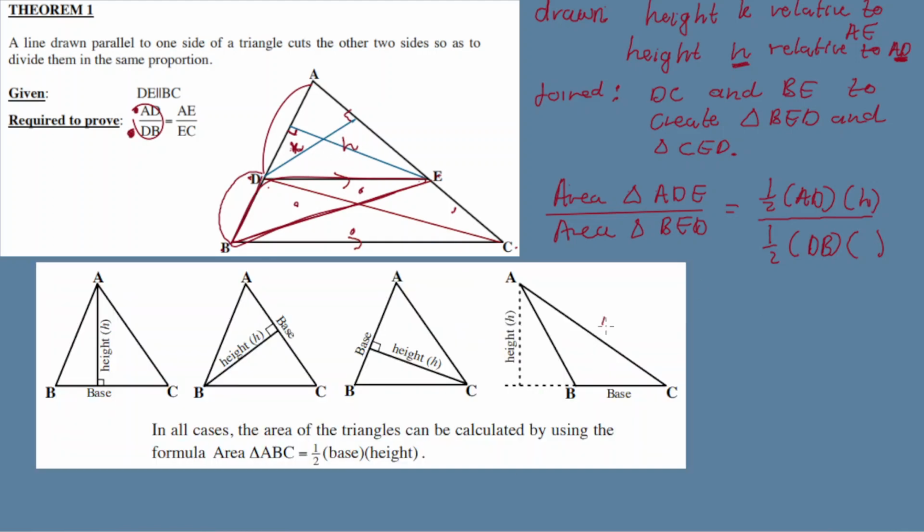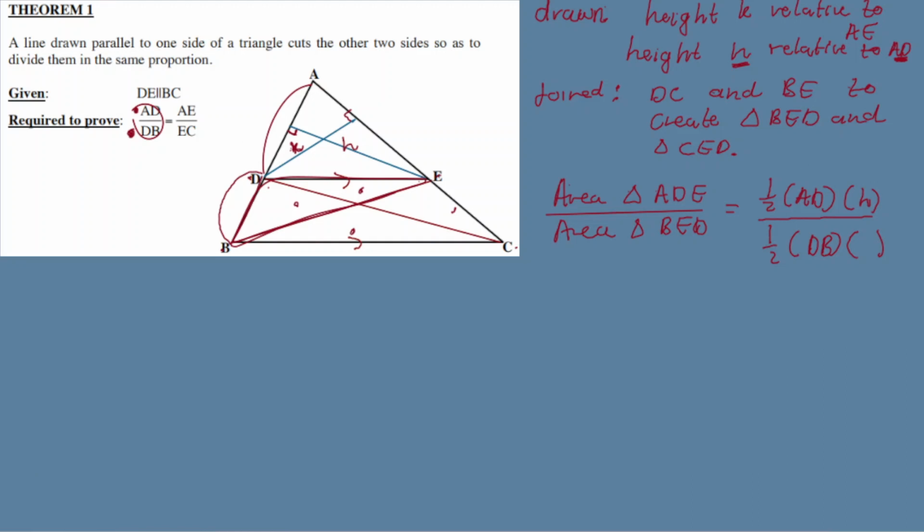Just like case number 4, it's this triangle, the height is outside, because the height must always be perpendicular to the base. So our height is h as well. So h cancels h, half times half divided by half, so AD divided by DB. Right? Then we do the same thing for the other ratio.